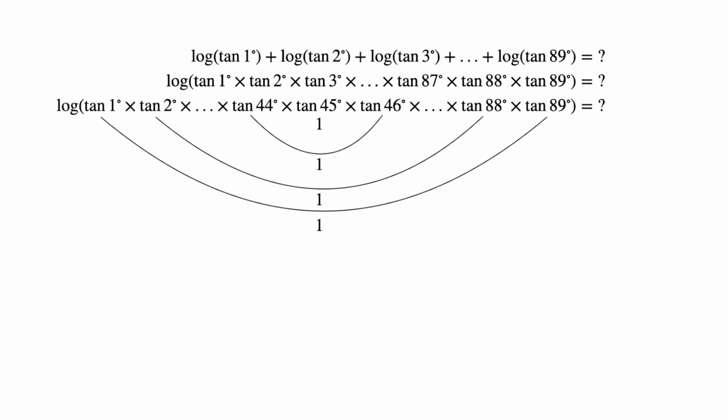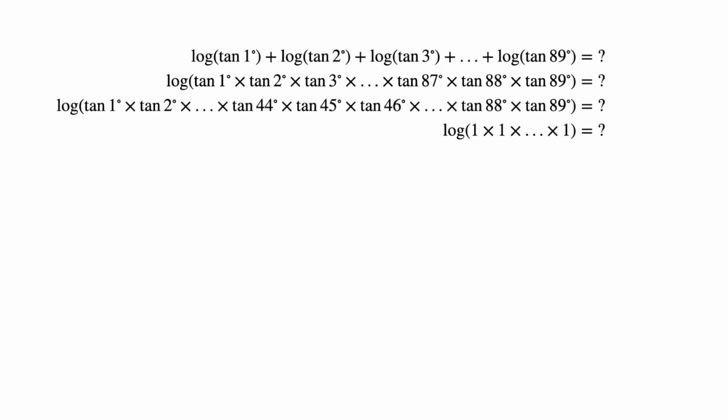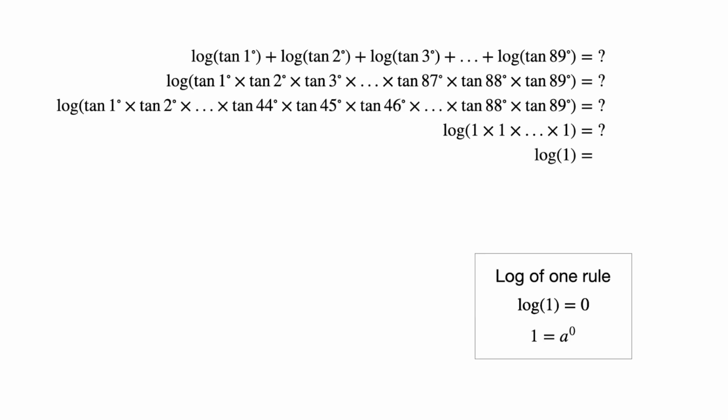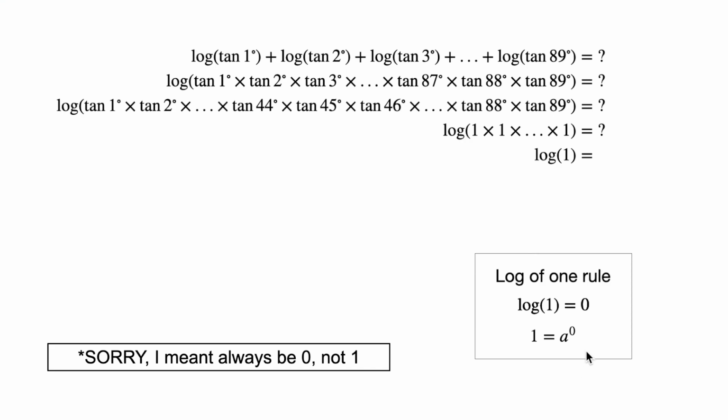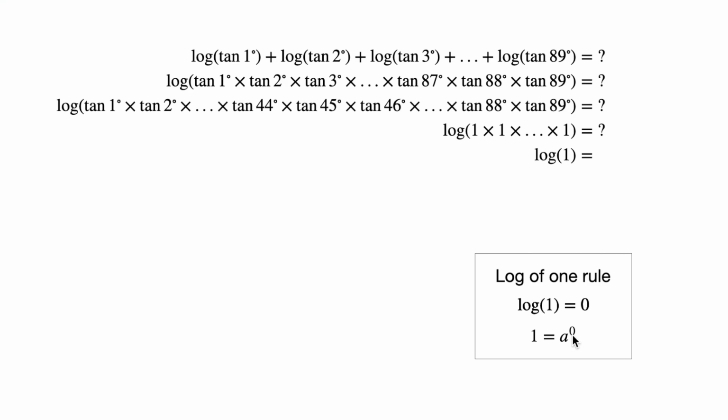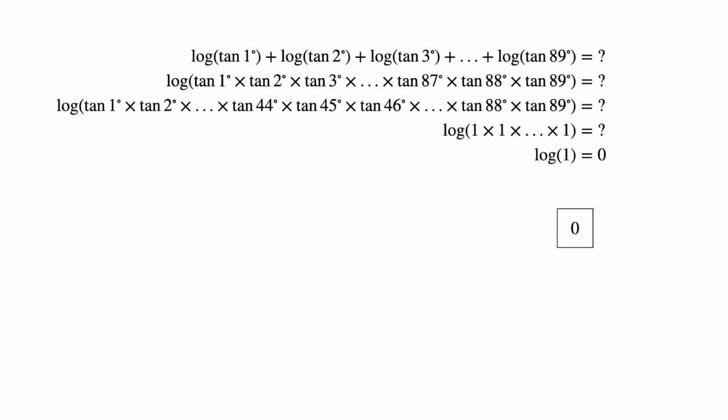And now we can simplify all this to a bunch of 1s multiplying each other in the middle, which is just 1. Now for a reminder, it doesn't matter what base your log is. As long as you are taking the log of 1, it will always be 0, since if you just rewrite this expression, anything to the zero power will always be 1. Thus, this answer must also be 0.